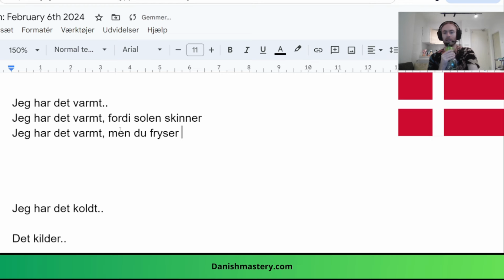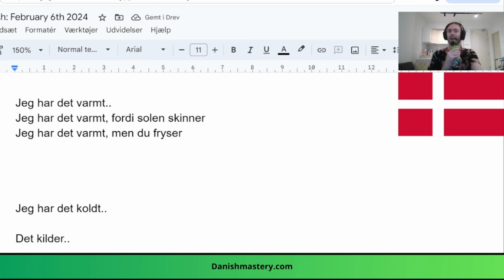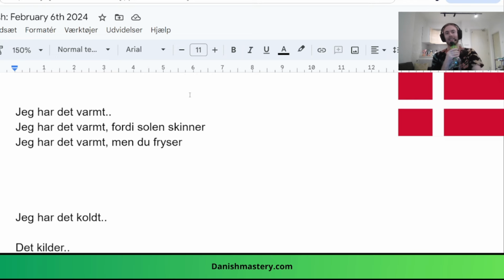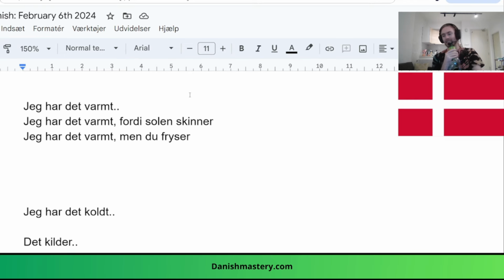Okay, so now we're using it with the other one. I feel warm, but you're freezing or you're cold. So you could definitely say that. Maybe one person is feeling hot, the other one is feeling cold for whatever reasons. Maybe he or she is used to another climate or wearing too much or not enough clothes. So jeg har det varmt. Varmt, it's a very useful word to know.